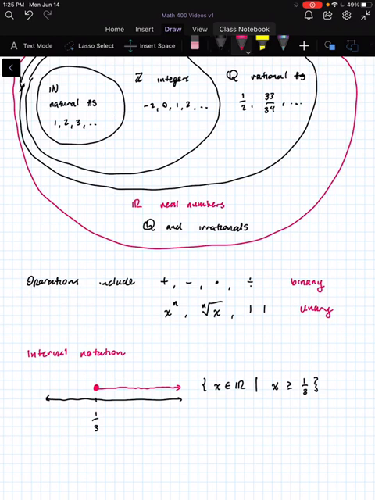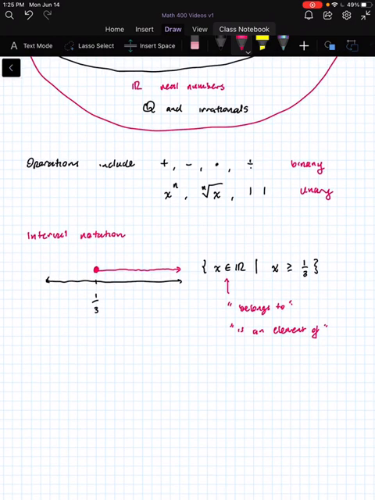I do want to make a note here because this is a symbol I'm going to write fairly often. This means belongs to or is an element of. It just means x is a real number.